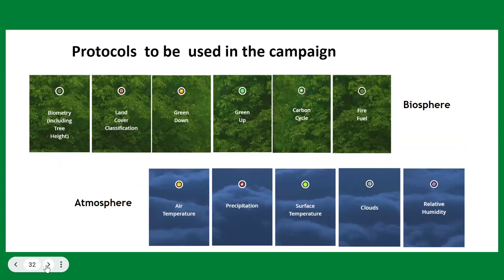We have added some protocols to this year's campaign. For example, in the biosphere, we have added the carbon cycle, of course, and fire fuel. And in the atmosphere, we have added clouds and relative humidity for the climate part of the campaign. The next one, please, Anna.